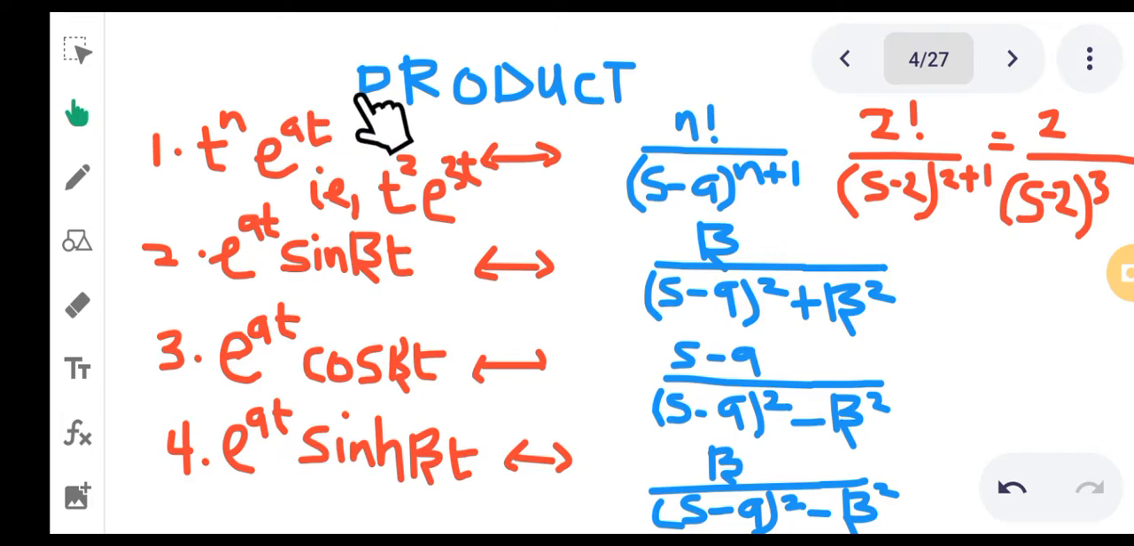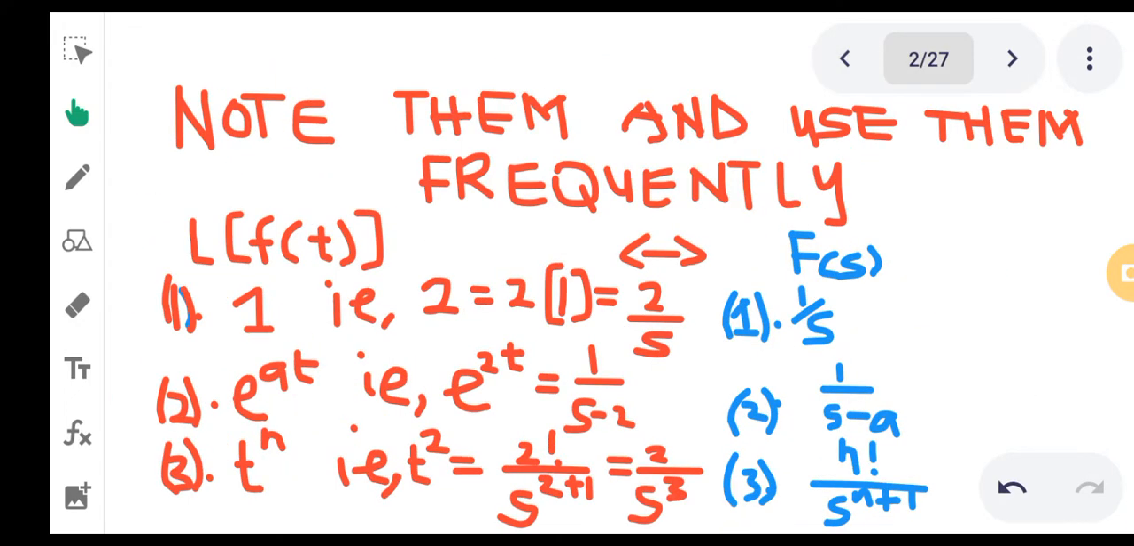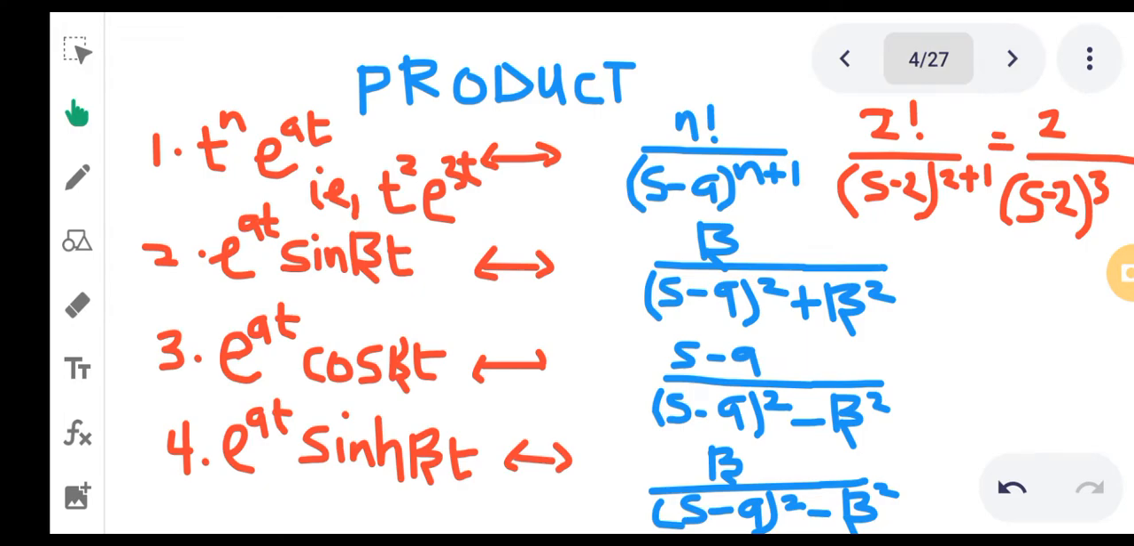So we should also take note of a product. Unlike what we have already done, we have to also take note of the product. Whenever we have the Laplace of t exponent n multiplying e exponent at, for example, t squared multiplying e exponent 3t, it's just n factorial over s minus a, all exponent n plus 1.